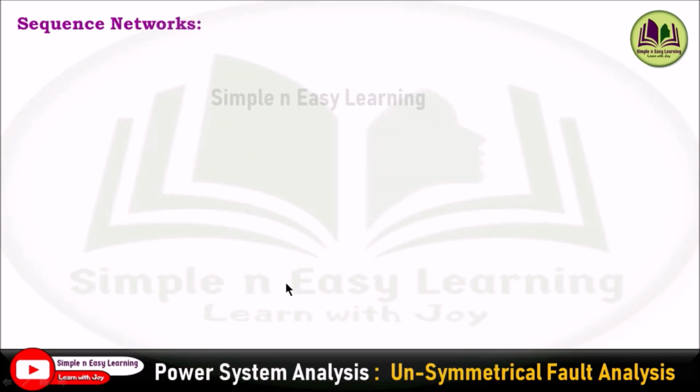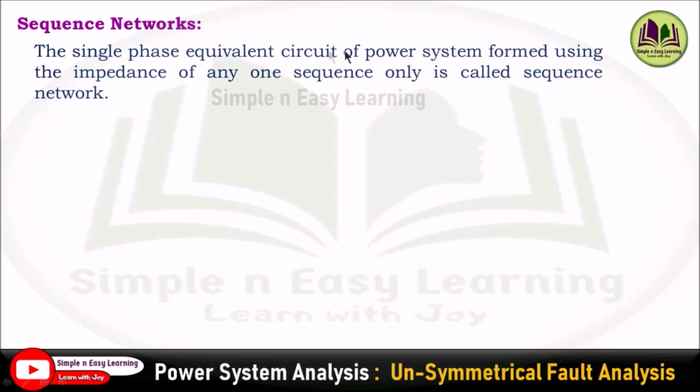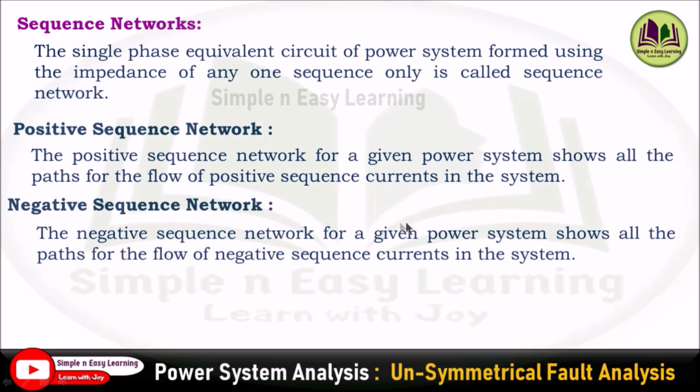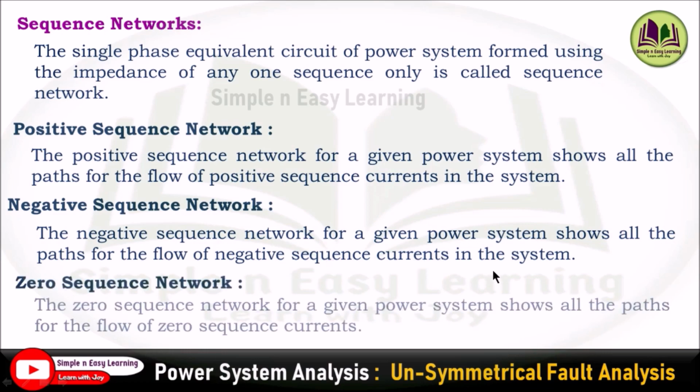Now, sequence network. Definition: the single phase equivalent circuit of a power system formed using the impedances of any one sequence only is called the sequence network. There are three sequence networks: positive sequence network, negative sequence network and zero sequence network. The positive sequence network for a given power system shows all the paths for the flow of positive sequence current in the system. The negative sequence network shows all the paths for the flow of negative sequence current, and the zero sequence network shows all the paths for the flow of zero sequence currents.